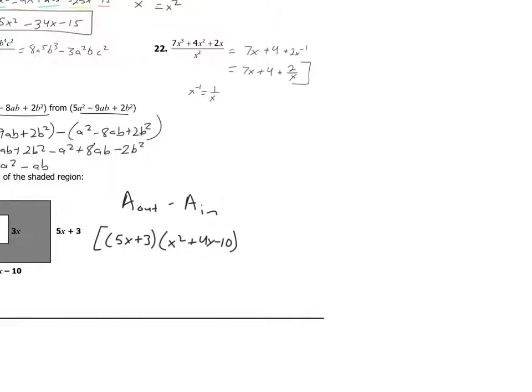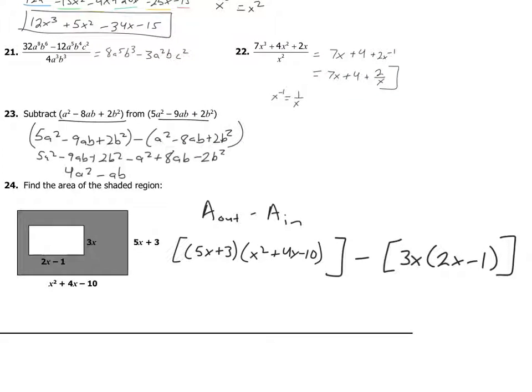And that's minus the area of the inner rectangle, and that's what's going to give us the area of the shaded area. So that would be 3x times 2x minus 1. So first you do your multiplication, which hopefully by now you know how to do. FOIL, actually we would just distribute all that. We're multiplying a binomial by a trinomial. So that would be 5x cubed plus 20x squared minus 50x.